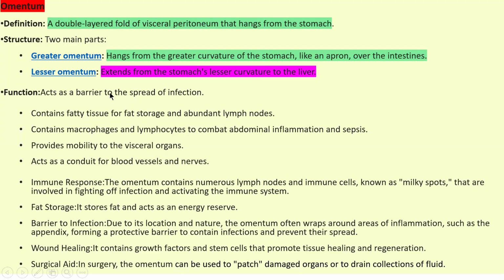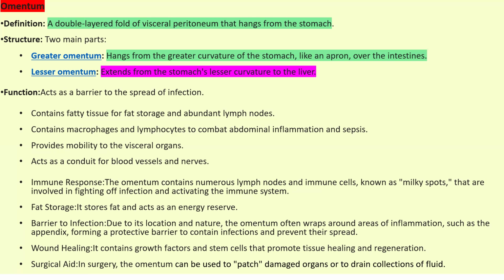So the function of the omentum, which is a double-layered fold of visceral peritoneum that hangs from the stomach, is this: it contains fatty tissue for fat storage and abundant lymph nodes, which contain macrophages and lymphocytes to fight against different types of abdominal inflammation and sepsis. It provides mobility and movement to the visceral organs, and it helps in wound healing.